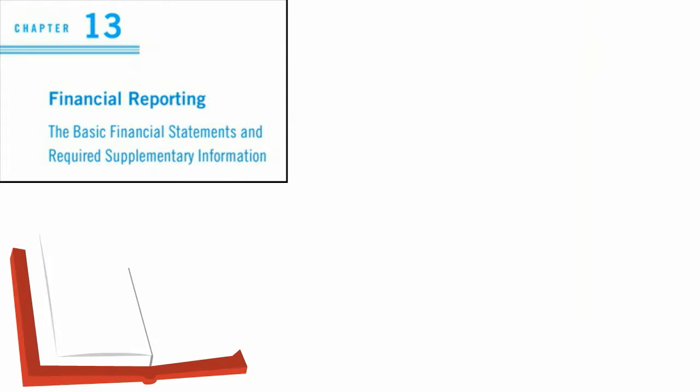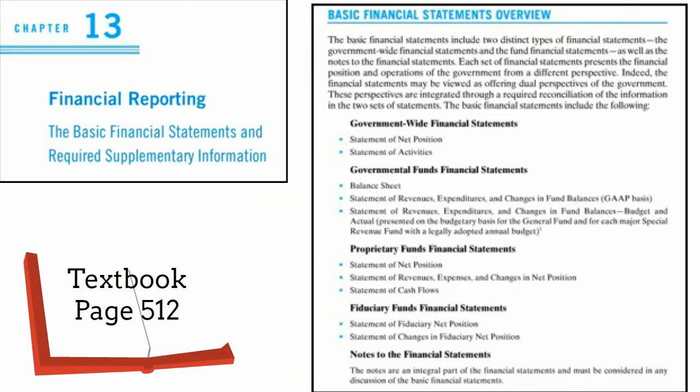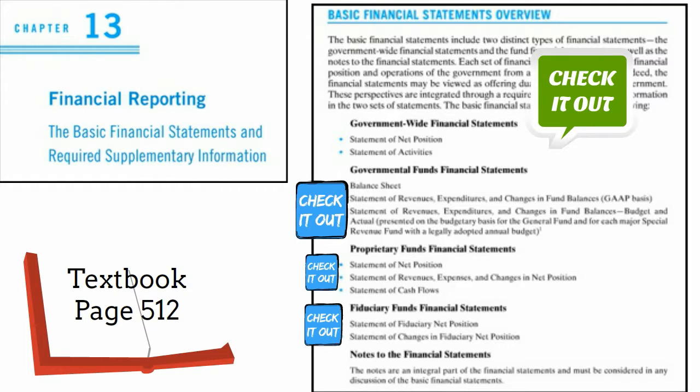On page 512 in your textbook, it gives you a good overview of all the various fund financial statements and then the government-wide statements and notes. You'll have some difficulty with this in your FP1 project, but please make sure you take a stab at generating the statements. You may get a few points off, but overall you'll do fine.